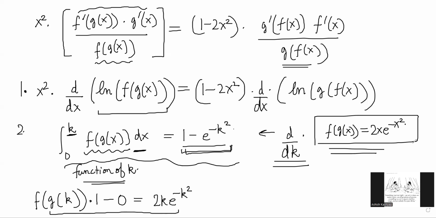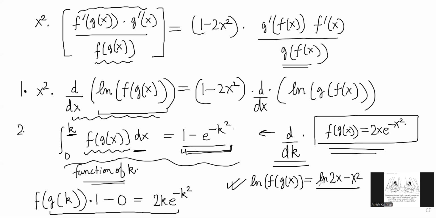Since we know f of g of x now, what is ln of f of g of x? Ln of f of g of x will be ln 2x plus ln of e power minus x square. So that will be ln 2x minus x square, right? Now that we know this, we can easily find the derivative of this. The derivative of ln of f of g of x would be 1 by 2x times 2, minus 2x. So it is 1 by x minus 2x. That is the derivative coming for ln of f of g of x, right?